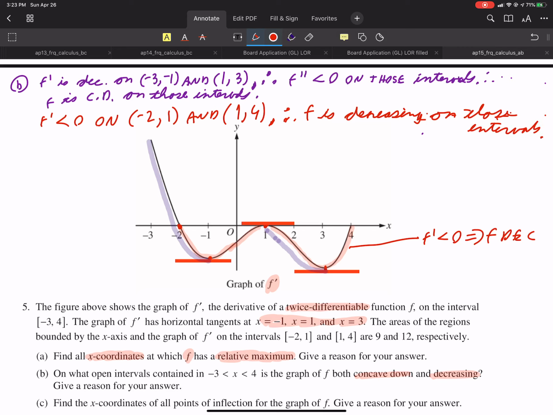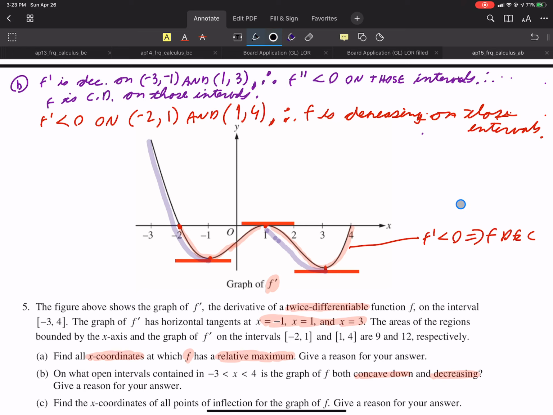All right, that's pretty much it for that part. Now, the reason I didn't do from -2 all the way to 4, at 1, f prime is 0, not negative. So that's why I didn't include that. I think if you included it, they might let you slide. I don't know.